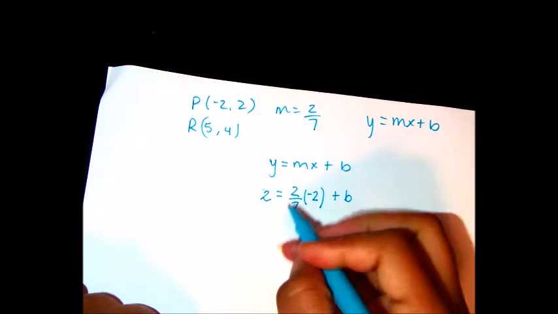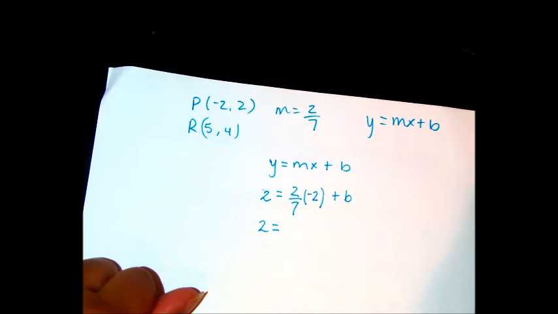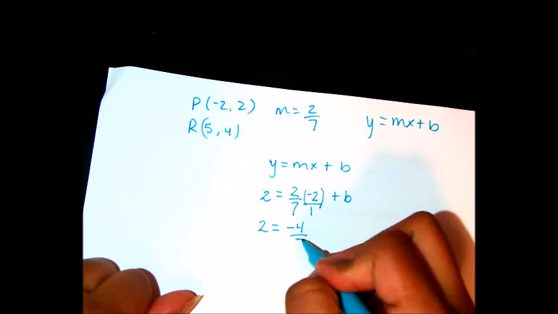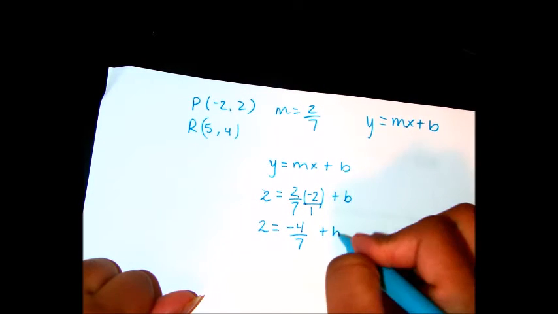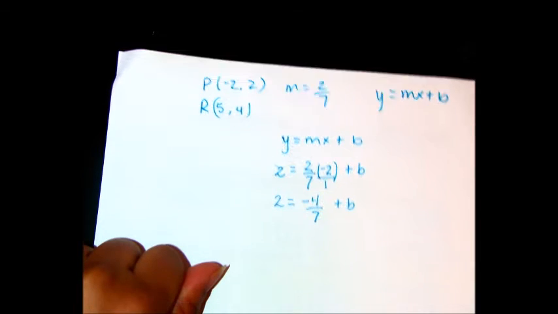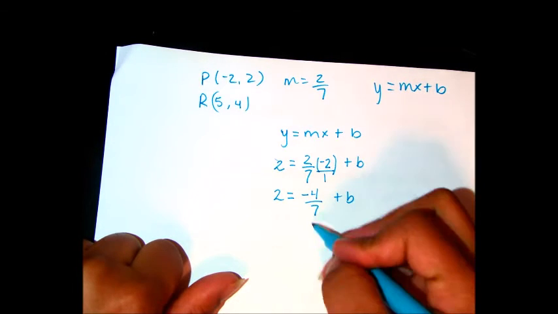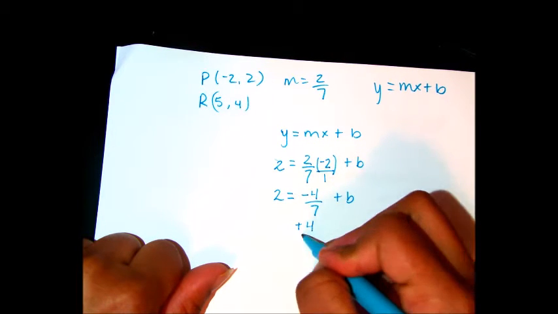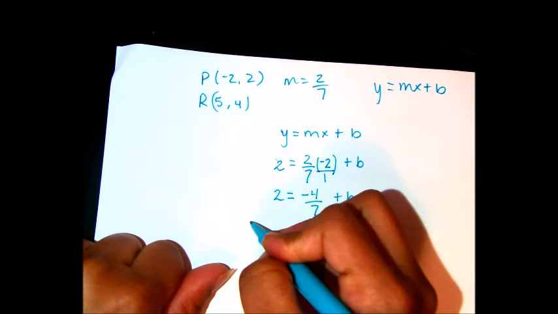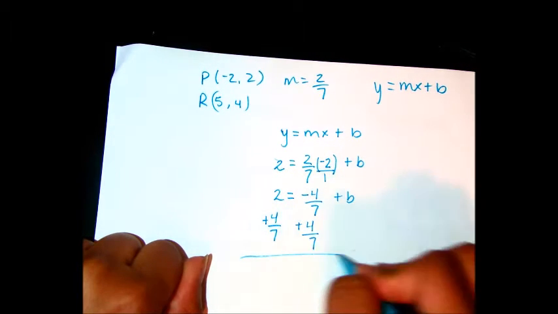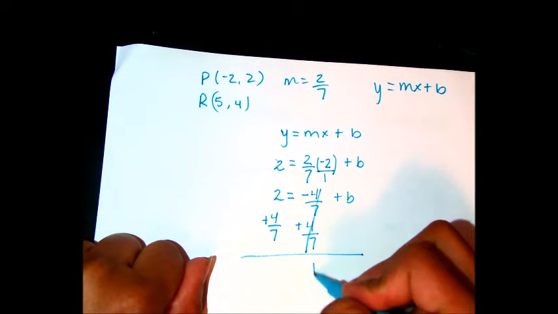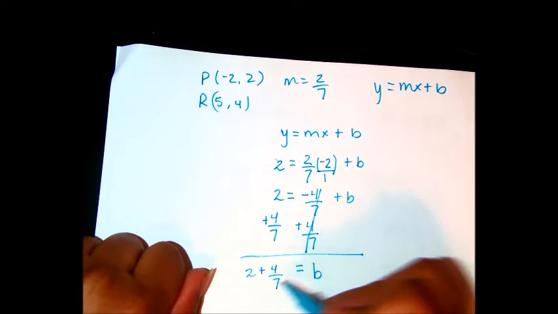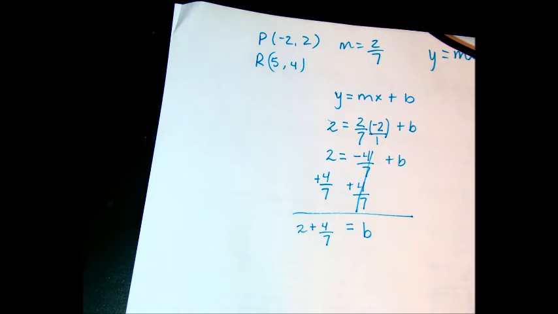Now let's begin to calculate some math. My left is as simple as it can go, but on my right, remember we multiply fractions straight across, so this is negative 4 over 7 plus b. Remember, in this problem I'm solving for b, so I want to use a property of equality to move this negative 4 over 7 to the left. I'm going to add 4 over 7 to the right, and I'm going to add 4 over 7 to the left. On the right, they cancel out, and I'm left with just b equals. So b is equal to 2 plus 4 over 7. You can use your calculator.